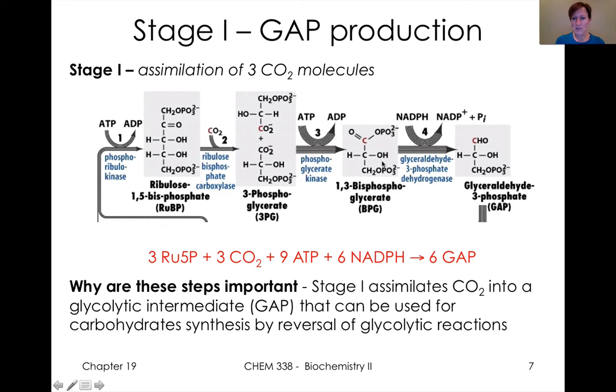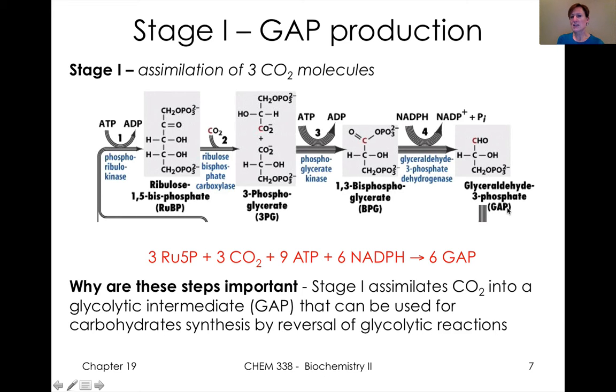So lots of arrows here. Remember, the number of times you see those arrows indicates the number of molecules that are undergoing that process. So we'll spend some time looking at the stoichiometry of this reaction, understanding how we assimilate CO2, why we need ATP, how NADPH comes into play. So we'll look at the details of these reactions. Again, we'll spend more time on stage 1 than stage 2.